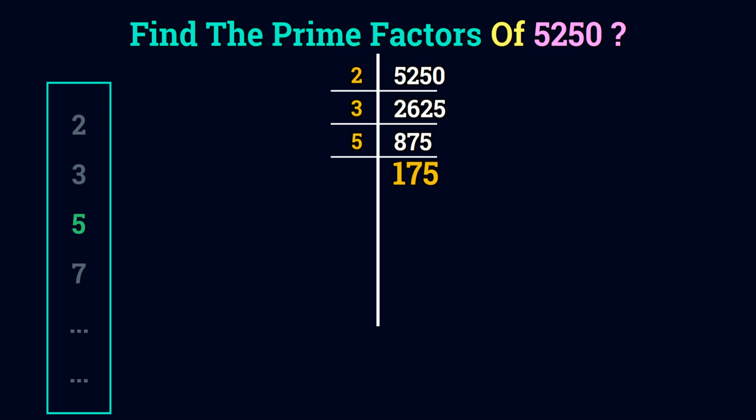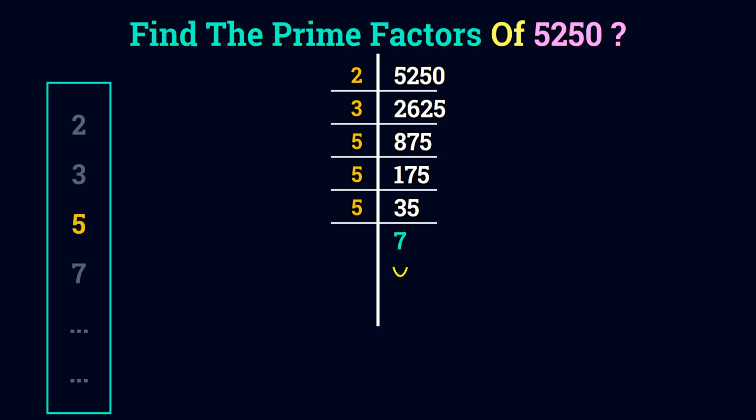So 175 divided by 5 equals 35. Dividing 35 by 5, which equals 7. So 35 divided by 5 equals 7.